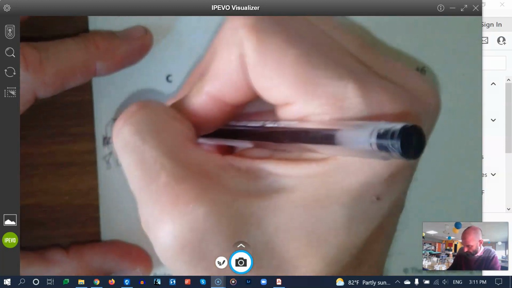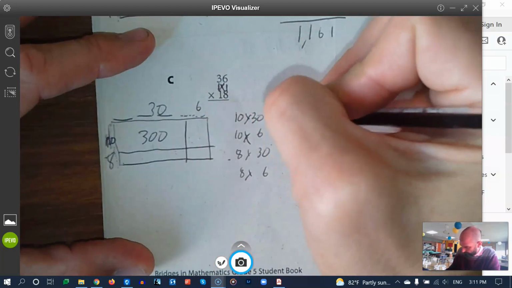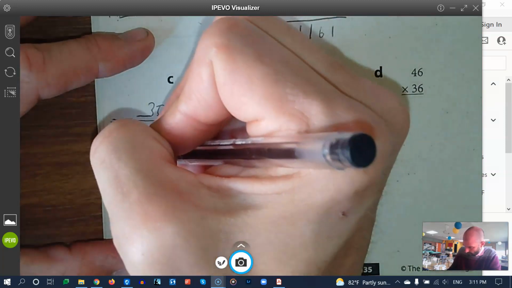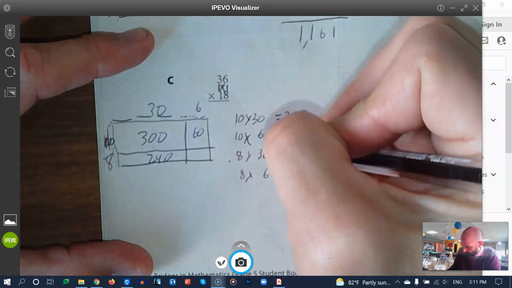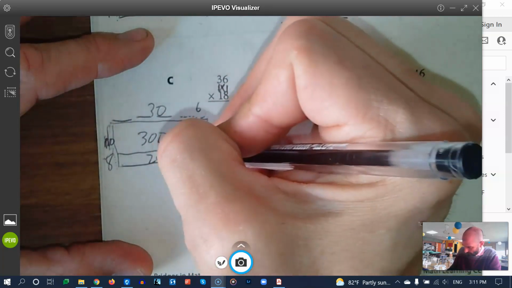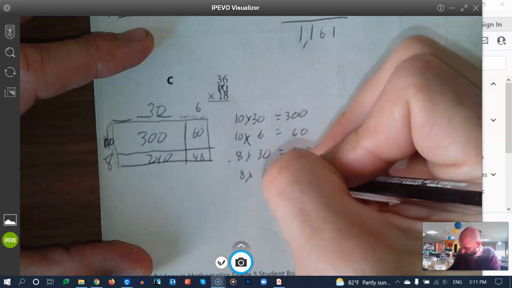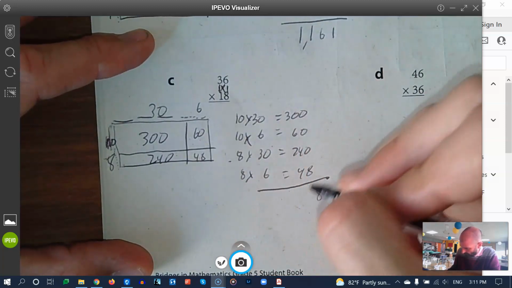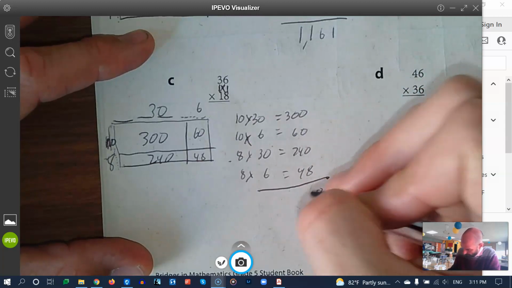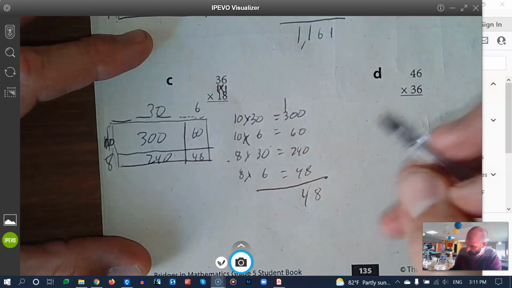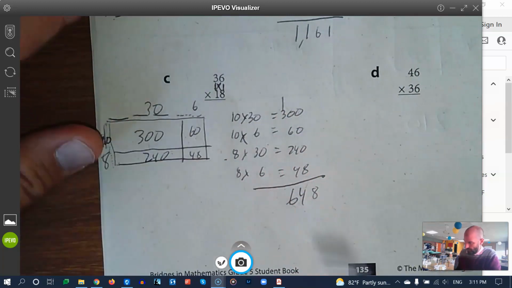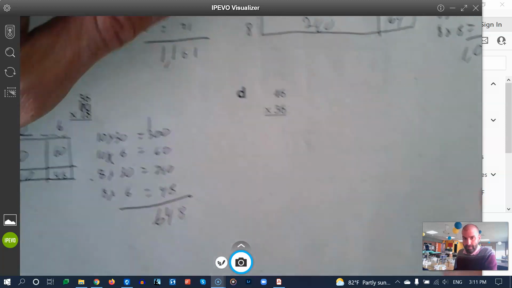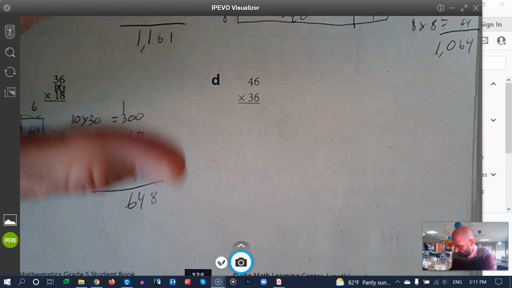10 times 30 is 300. 10 times 6 is 60. 8 times 30 is 240. And 8 times 6 is 48. We add those together. 6 plus 4 is 10, plus 4 is 14. 648. So 36 times 18 is 648. And D, I'm going to solve in 3, 2, 1.